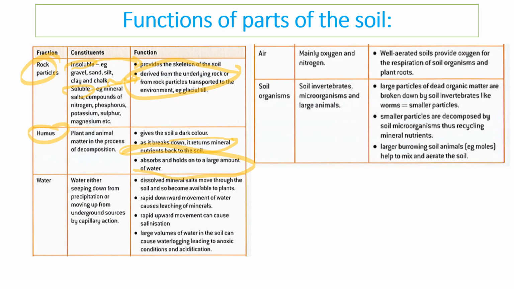Air is quite an important thing, obviously. Air is used for aerobic respiration in living organisms in the soil, so they need air to survive, and that's mainly nitrogen and oxygen. And soil organisms themselves are important, so the microbes and the earthworms are part of the decay cycle. And larger burrowing animals also aerate the soil.